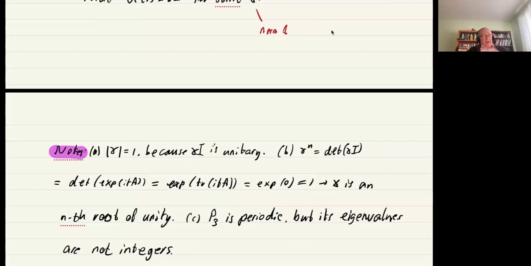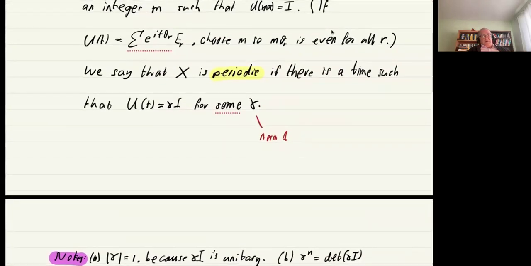Now, n is a bad letter to use there. It should be, let's actually fix it. Some people will see this. So it's an nth root of unity. And so if U(t) is equal to gamma times I at some time, then there's a longer time at which U(t) is equal to the identity.